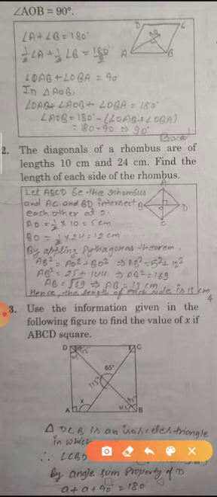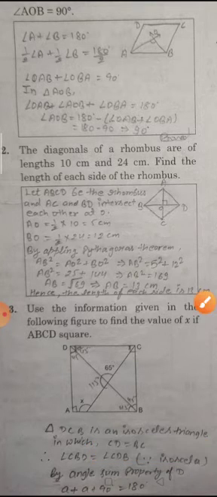So AO is equal to half multiplied by 10, which is 5 cm, because the diagonals are given as 10 cm and 24 cm. And BO is 12 cm, half of 24. By applying the Pythagoras theorem, AB square is equal to OA square plus OB square, which is 5 square plus 12 square. So 25 plus 144 is equal to 169. Now the square root of 169 is 13. So each side of the rhombus is 13 cm.